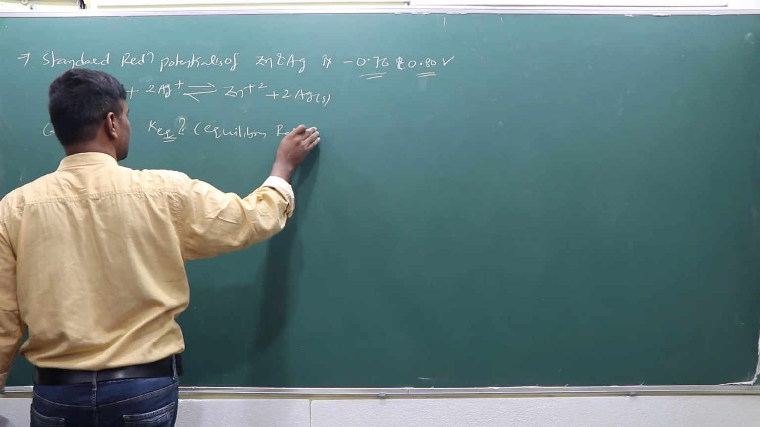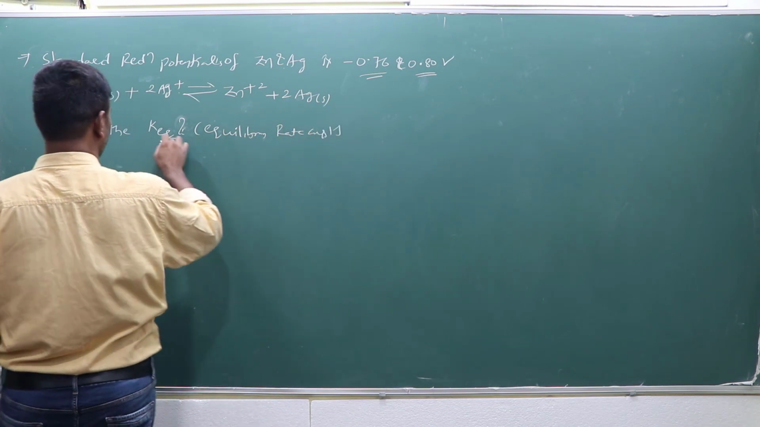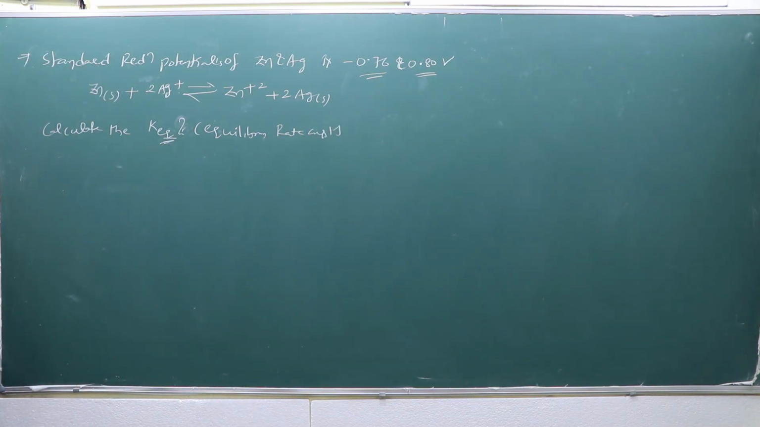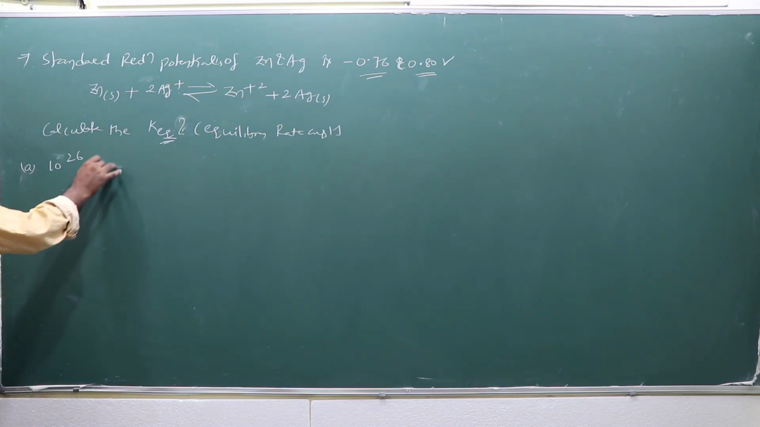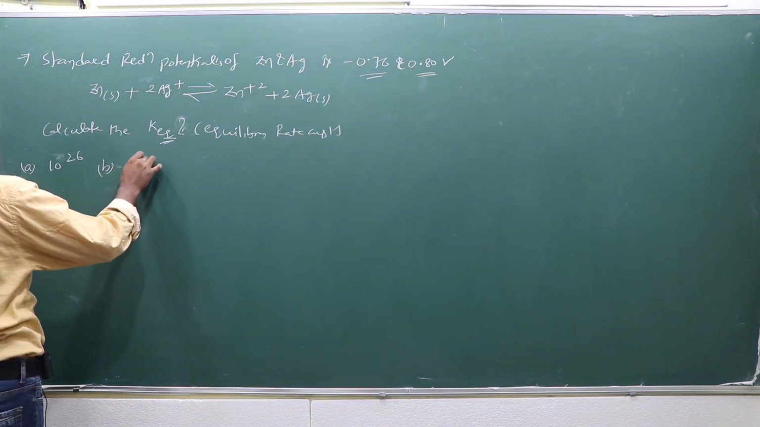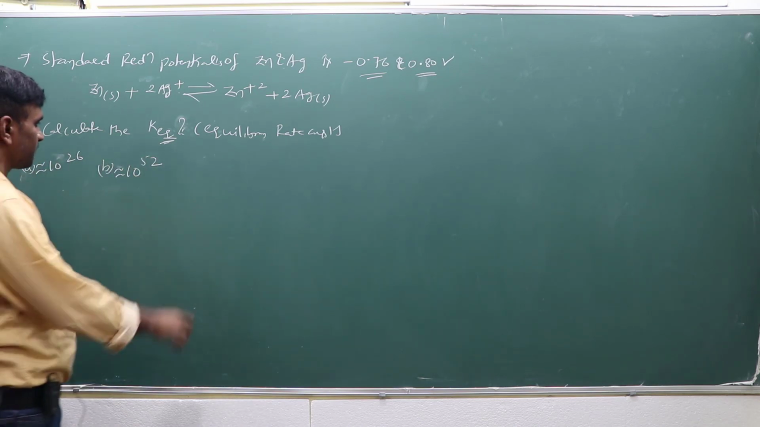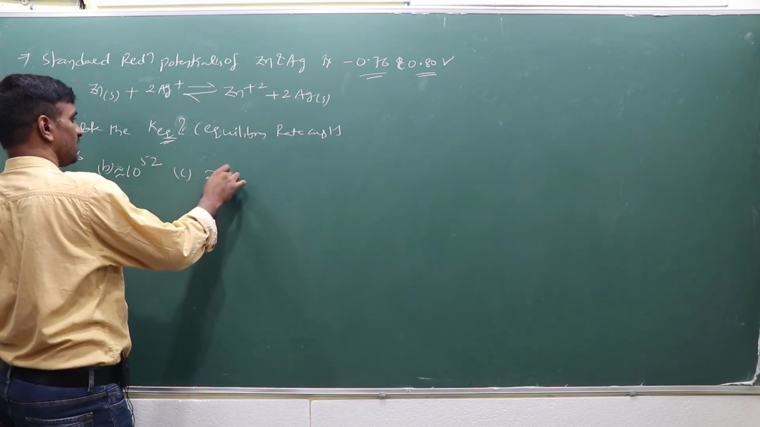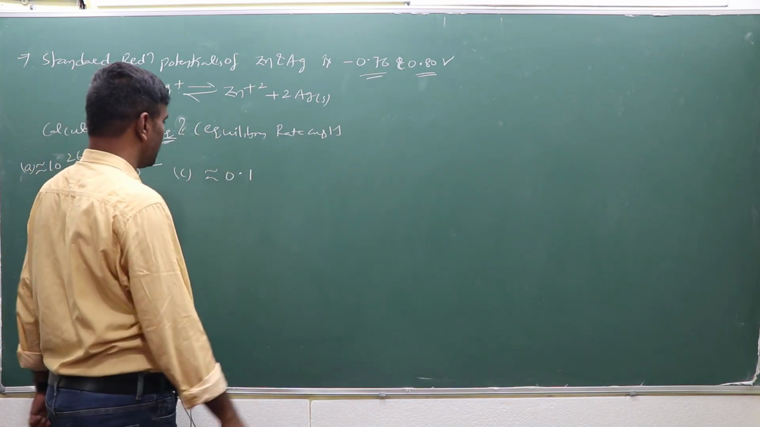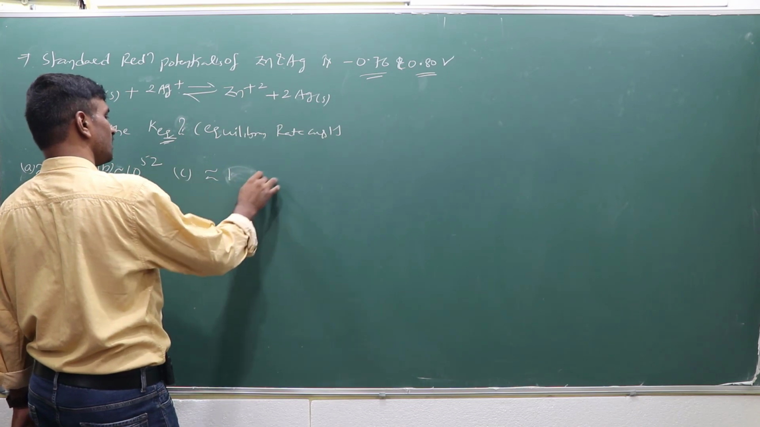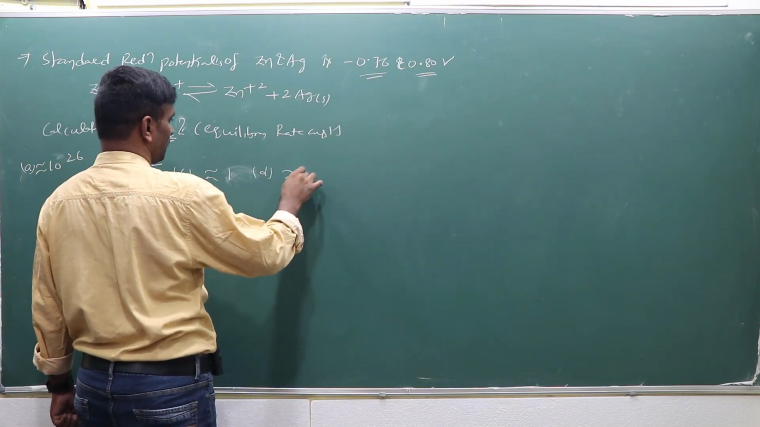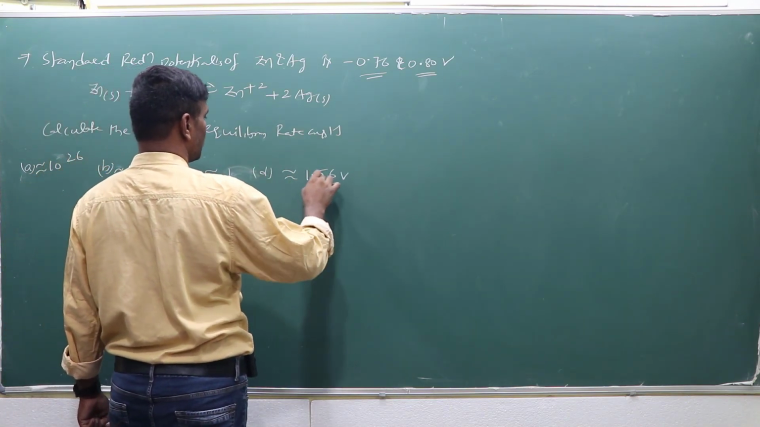Equilibrium rate constant. K equilibrium is what? Option A is given, this is also a previous question: 10 to the power of 26. Option B is given: 10 to the power of 52 approximately. Approximate values are mentioned. Option C is given: 1. Option D is given: approximately 1.56 volts.